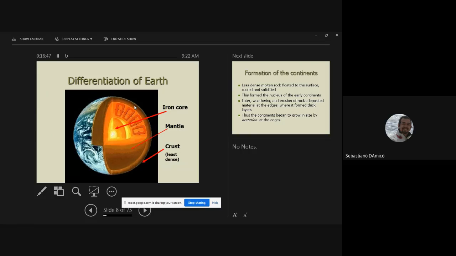Yeah, okay, but you have to consider that iron melts at around 2000 degrees Celsius, okay? No, absolutely. But, let's put it this way, it's quite hot.